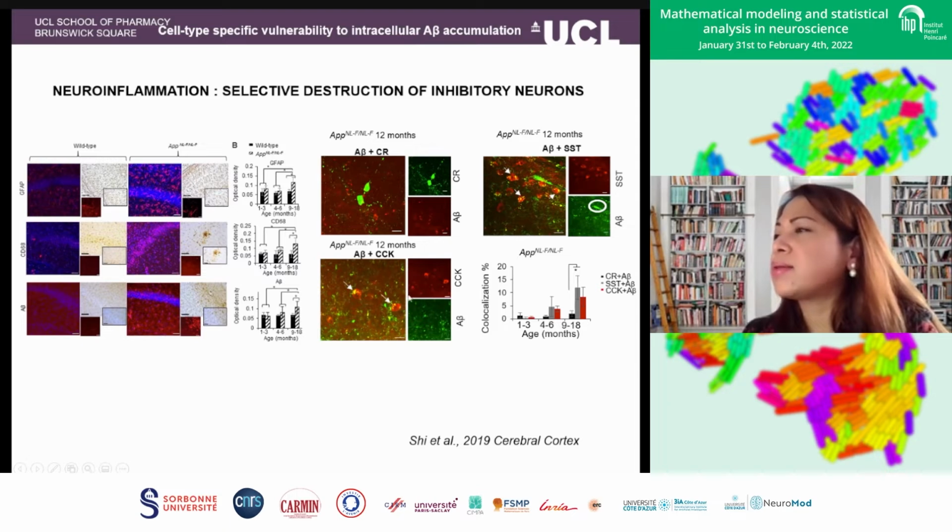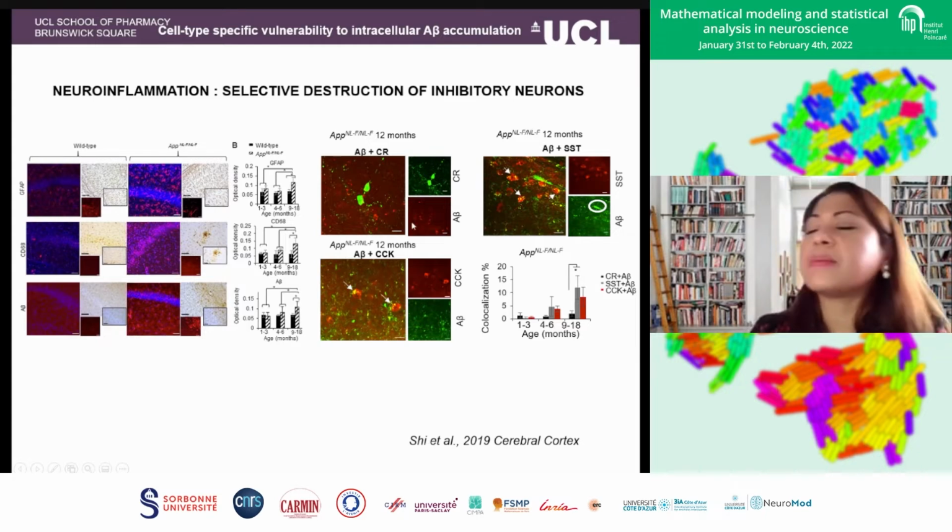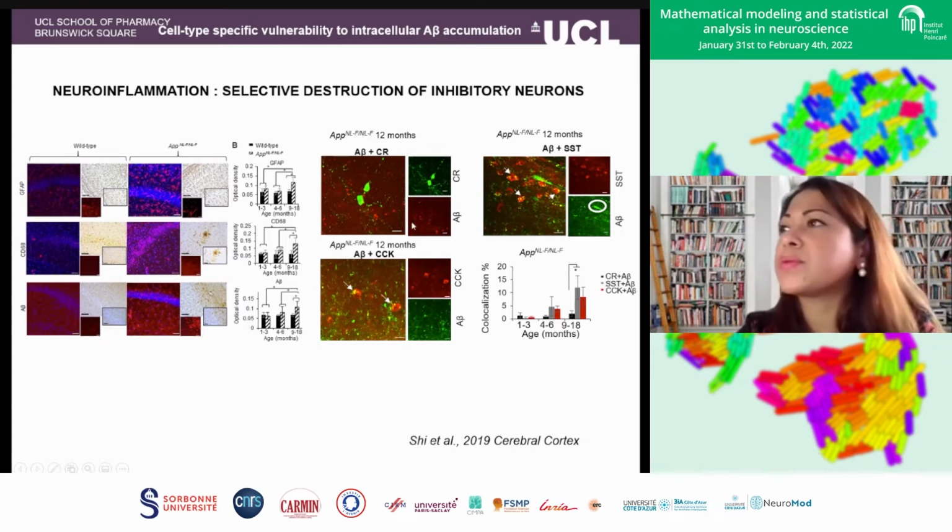But other cell types like cholecystokinin and somatostatin, there seems to be more intracellular A-beta inside these neurons. And there's a decline of these cells. There's more cell death in somatostatin and CCK cells. Why these carotene cells? Because they survive the system. So we see cell type specific inhibitory neurons that survive.